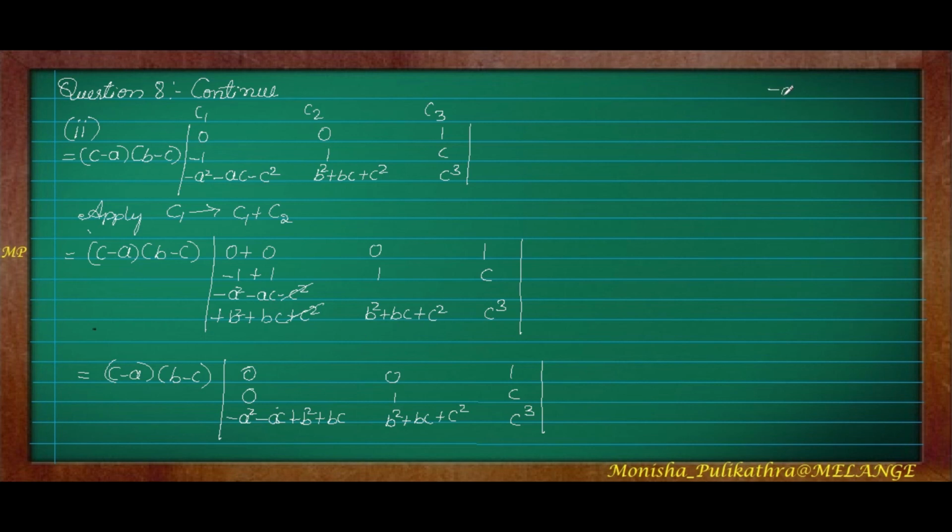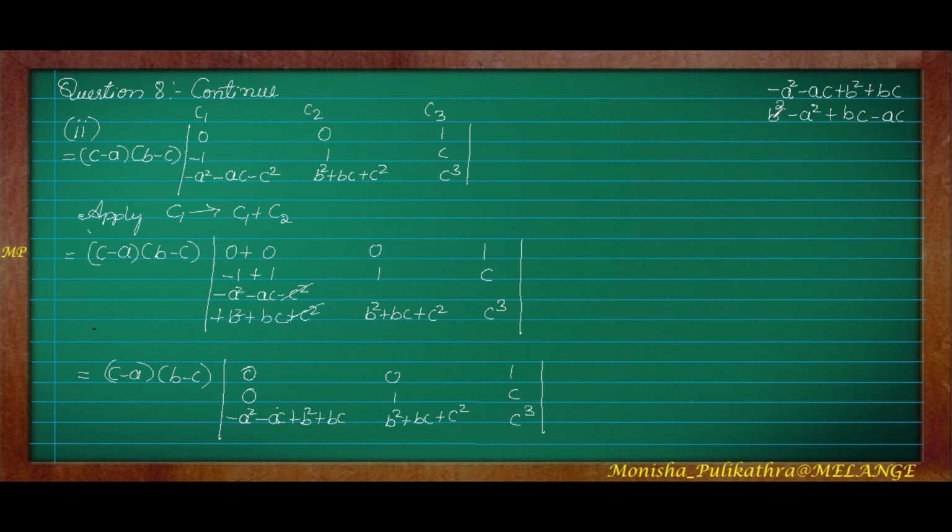Okay, see here. The remaining is minus A square minus AC plus B square plus BC. So I will be grouping it: first B square minus A square, and plus BC minus AC. So B square minus A square I have grouped, and next plus BC minus AC I have grouped. Okay, we know from algebraic identities that A square minus B square is equal to A plus B into A minus B.